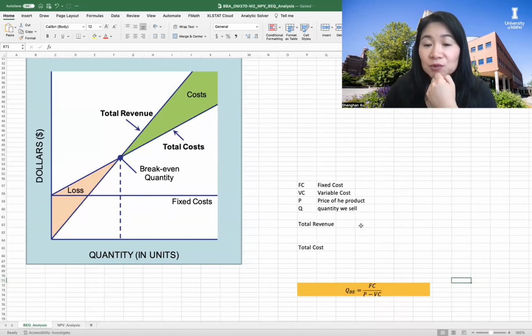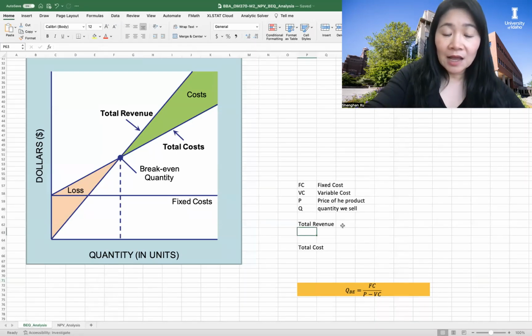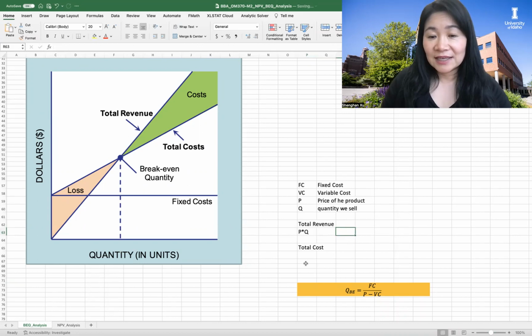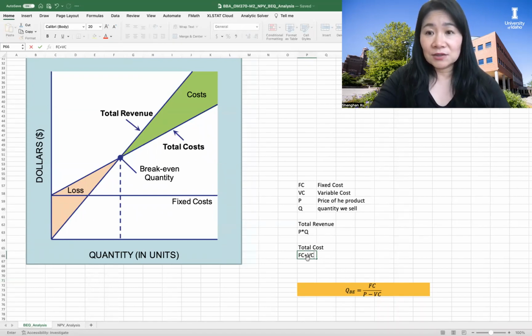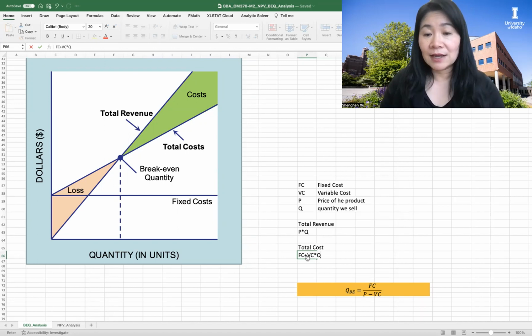So what is my total revenue in this scenario? The total revenue essentially is P, price, multiplied by the quantity Q, right? Okay, so what is my total cost? The total cost is the FC, fixed cost, plus the variable cost, because the variable cost is associated with the quantity you produce. So this is multiplied by Q, right?